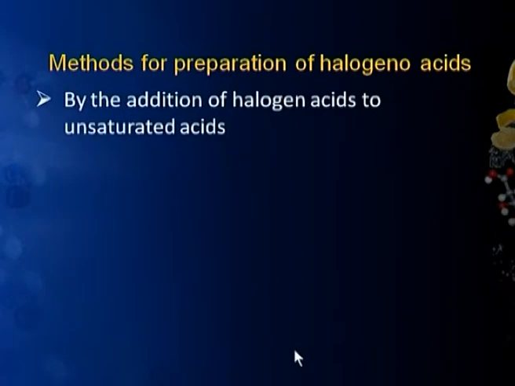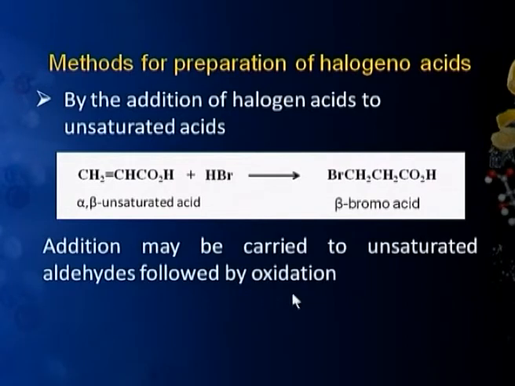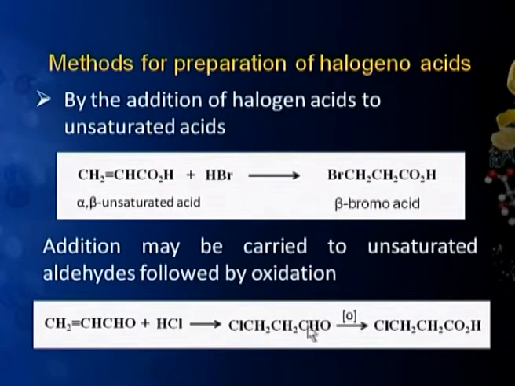Then these halogen acids can also be obtained by the addition of halogen acids to unsaturated acids. Let us say we have an alpha beta unsaturated acid, acrylic acid. By the addition of HBr to alpha beta unsaturated acids, we will get beta bromo acids. By this method we cannot get alpha substituted acids. Addition may be carried out to unsaturated aldehydes, which may be further oxidized to give the corresponding acids, such as this acrylaldehyde. If HCl is added to it, Cl will go to this beta carbon and we get this aldehyde, which on oxidation will give a beta chlorocarboxylic acid.